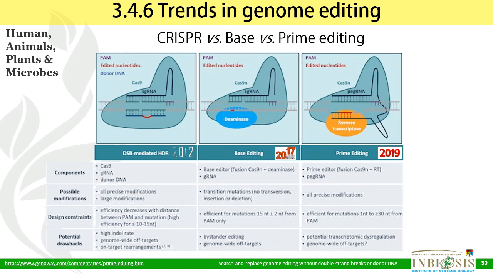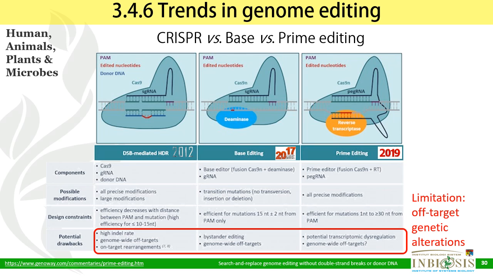Aside from the CRISPR-Cas system, other genome editing approaches, base editing and also prime editing, have been introduced more recently in 2017 and 2019 with better specificity, so less off-target perhaps. Then that's why it's more promising. So one can anticipate a truly precise genome editing in the future. However, we are still concerned about off-target genetic alteration.